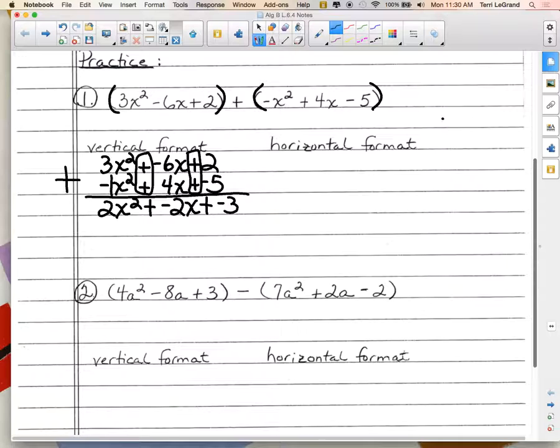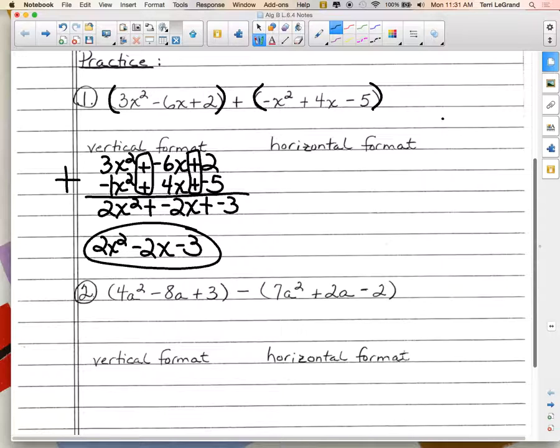And now we clean that up. What would that look like cleaned up? 2x squared minus 2x minus 3. There's the sum of our polynomials. But we have to keep addition signs between our terms, otherwise it becomes a multiplication problem instead.